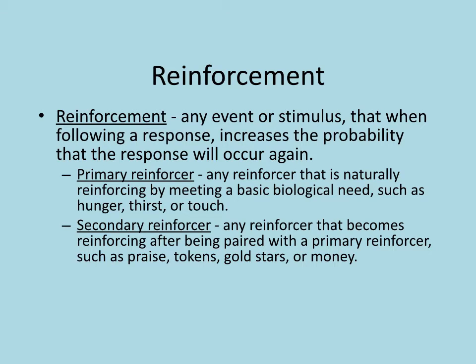Now, the next one is secondary reinforcer. And these are typically what people resort to when they're trying to bribe children, adults, each other, whoever. Secondary reinforcers are your money, your clothes, your cars, or, you know, I'll do a favor for you if you do a favor for me. Those are all your secondary reinforcers. Tokens, gold stars. Anytime you go on the wall for getting an A in my class, that's a secondary reinforcer.